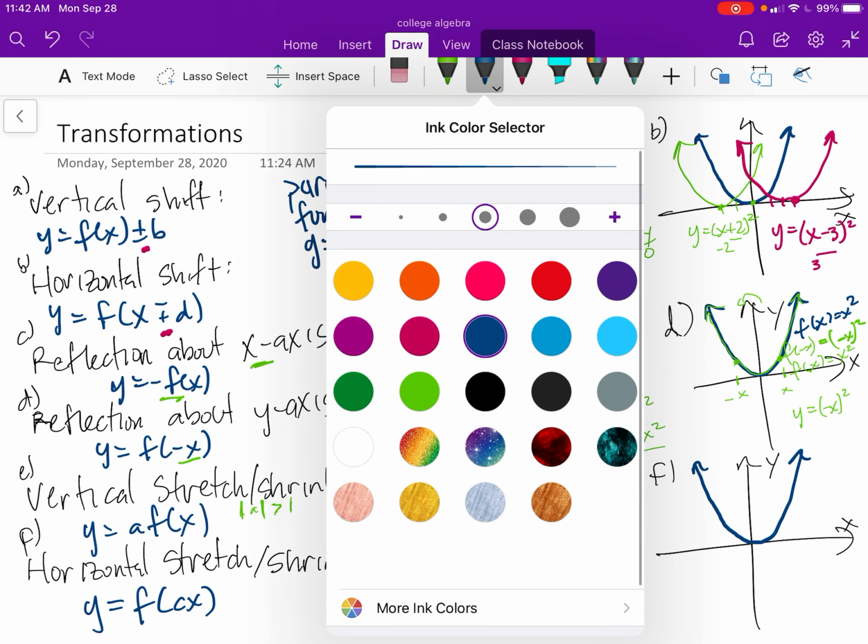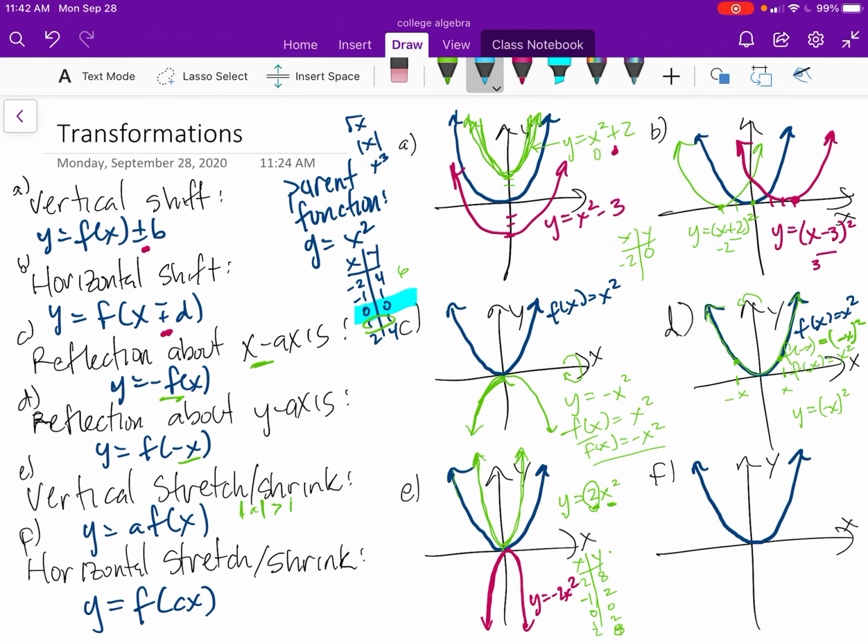All right, and I need one more color because I just used my pink. So how do you do a vertical shrink then? That one's a little harder to describe. Basically think of a number less than 1. Why can't I just say less than 1? Because what if it were negative, right? That's still less than 1. So we still use the absolute value.